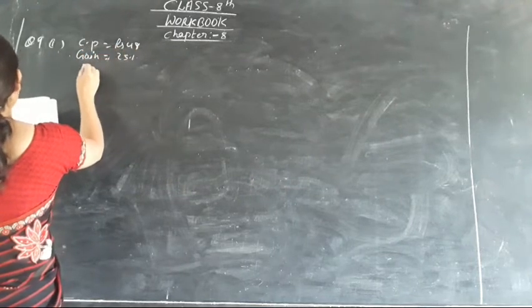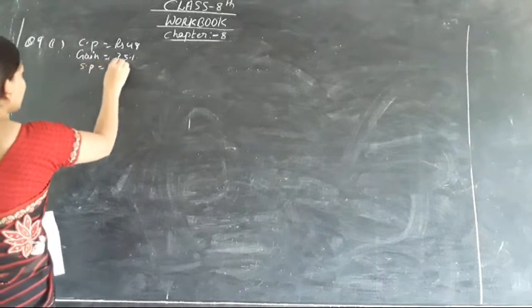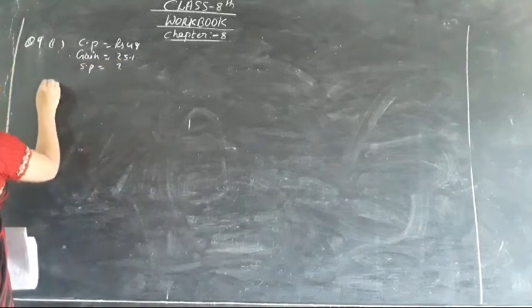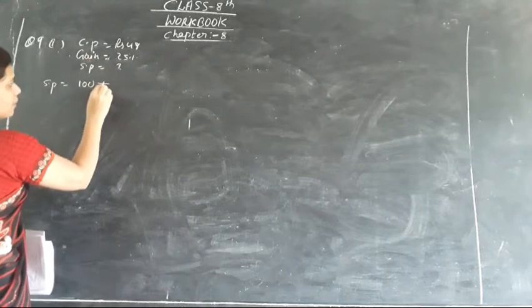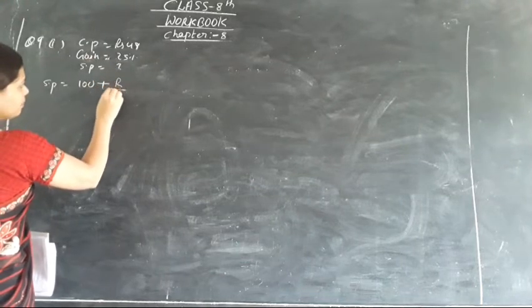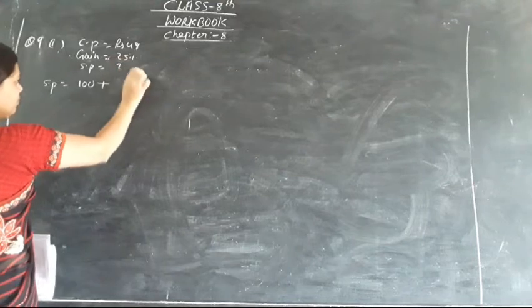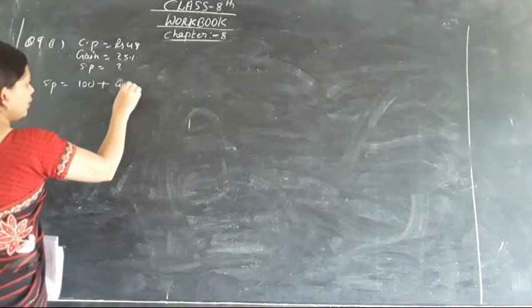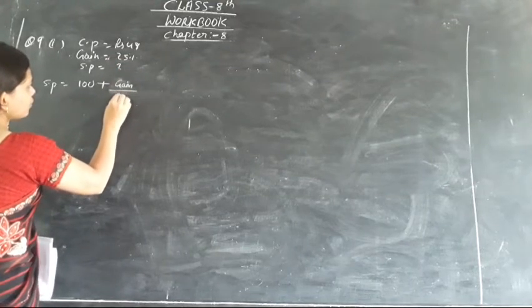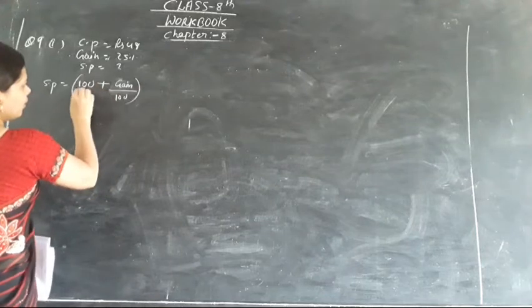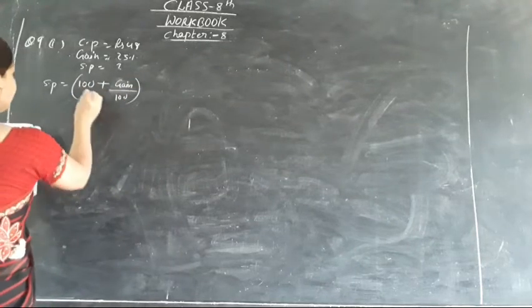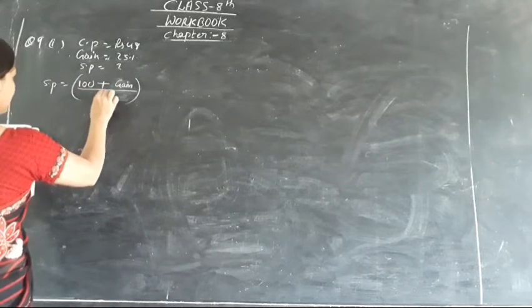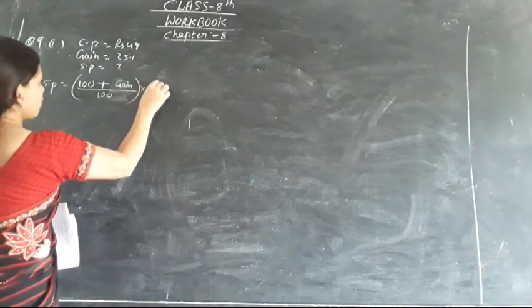So 25, and we have to find the selling price. So what is the selling price formula? Selling price is equals to 100 plus gain or profit upon 100 into CP. Okay, this is the formula.